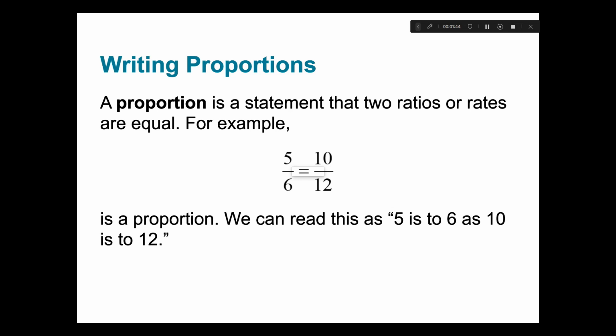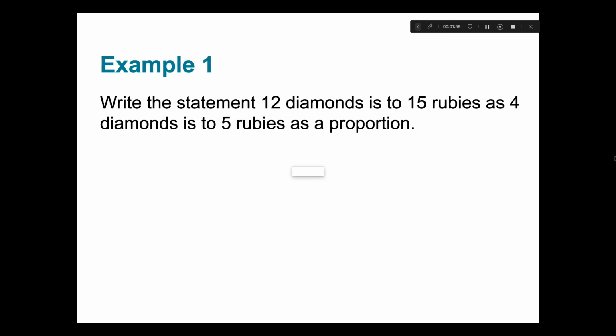Okay, so a proportion is a statement that compares two ratios. It sets them equal to each other. When we have two ratios, we can say that 5 to 6 is the same as 10 to 12. So here's our statement. This is going to be the first part of your assignment.